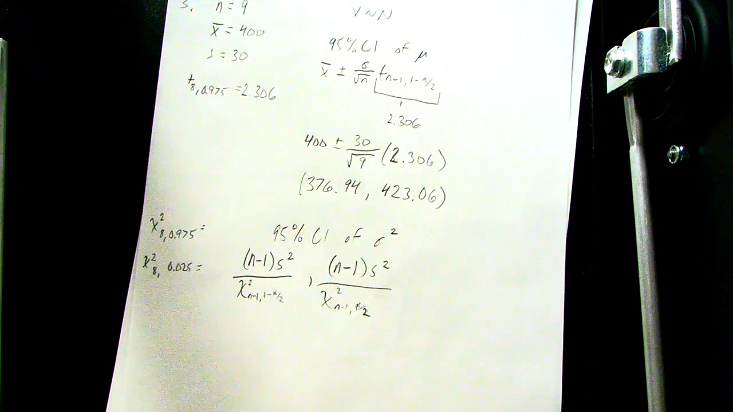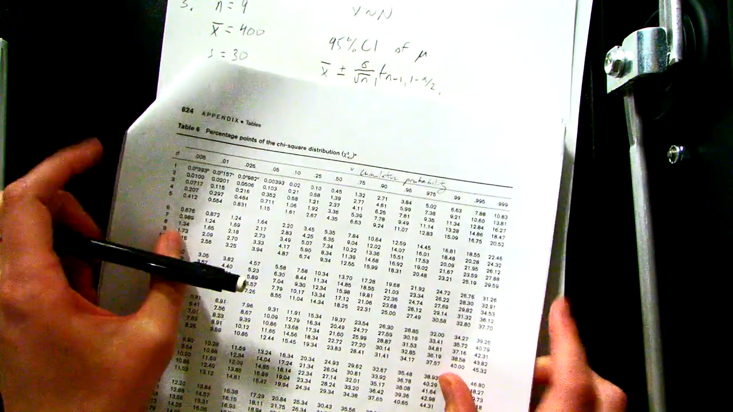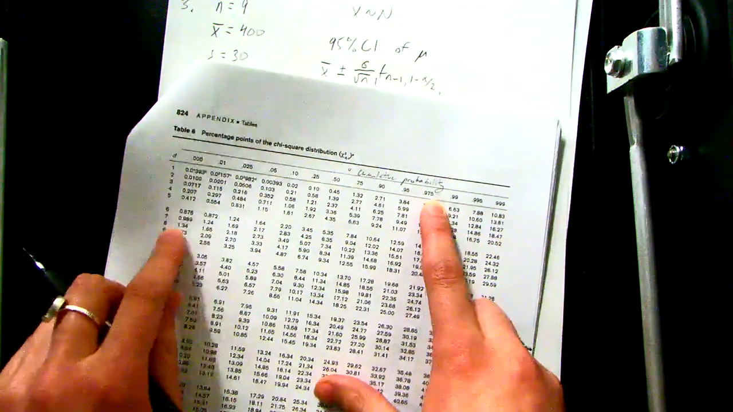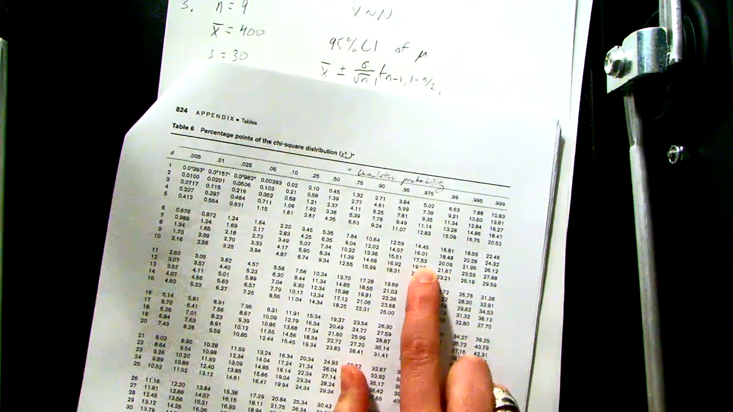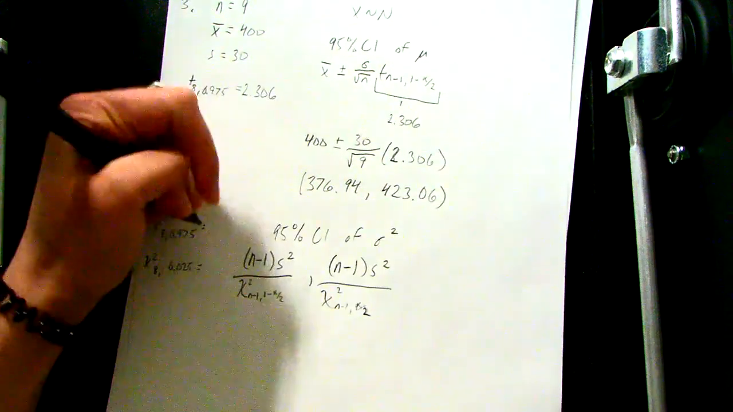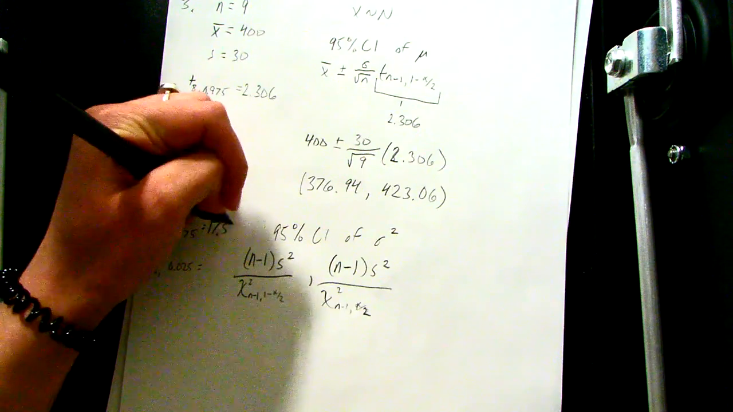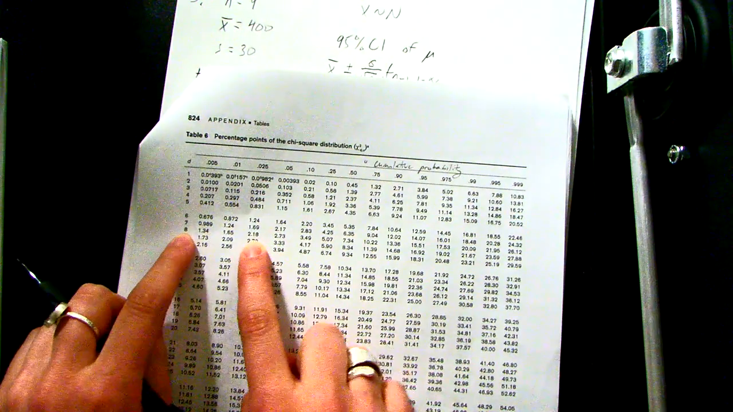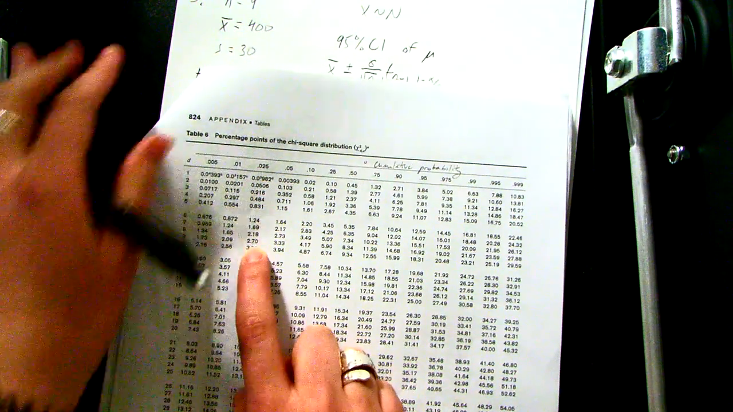So we will go to our chi-squared table. And 0.975, 8 degrees of freedom, 17.53. And then 0.025, 8 degrees of freedom, 2.18.